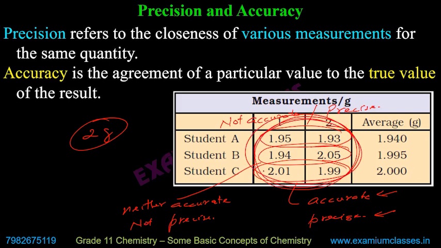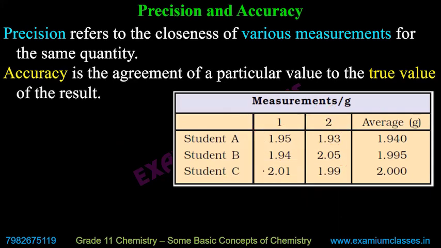Sir, if there is any confusion, let me know. Yes, sir, precise also means near to the true value. No, precise does not mean near to the true value. Precise means only near to each other. The measurements should be close to each other. Okay, sir. Accuracy means only true.